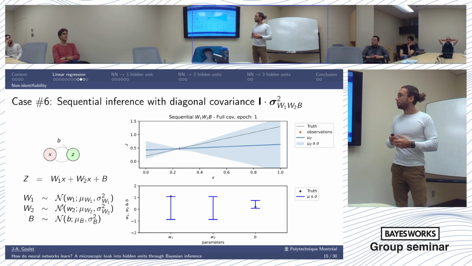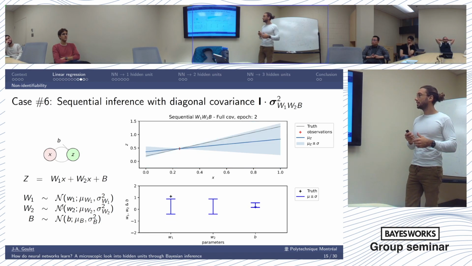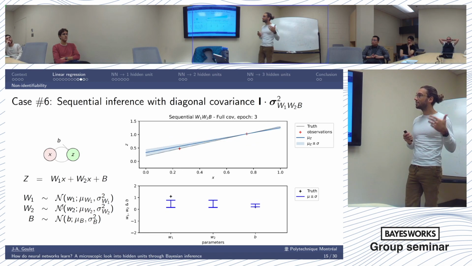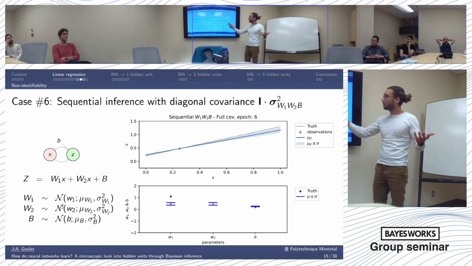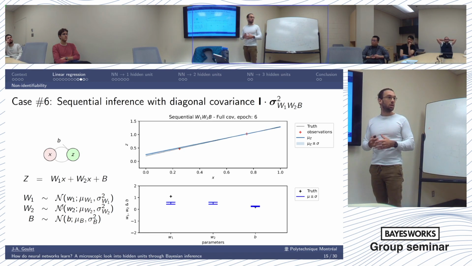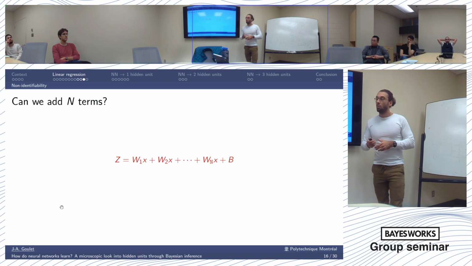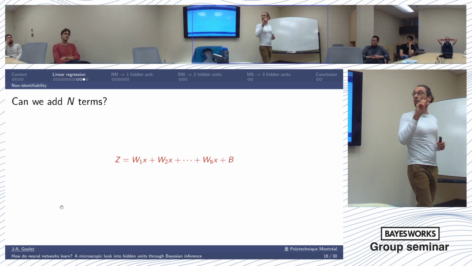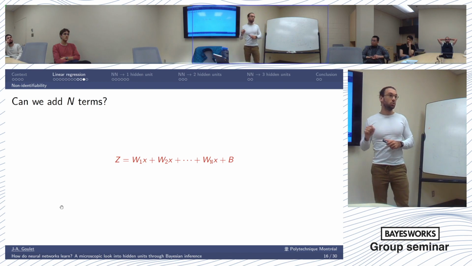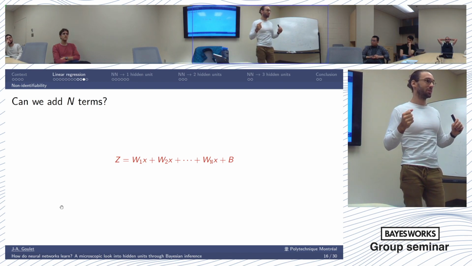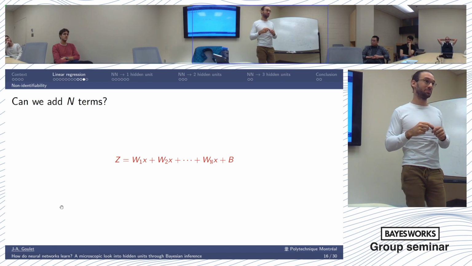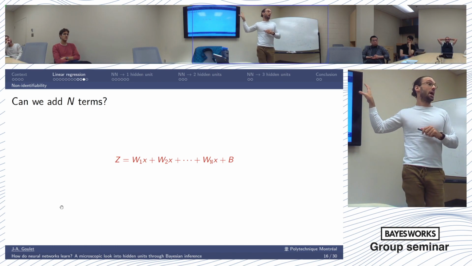Okay? So first observation, second, third. We have kind of the same behavior as before, but it is still going to get to the correct value despite neglecting the correlation. Okay? What if instead of having W1x plus W2x, we have 22 variables? Is it still going to work in the same way?